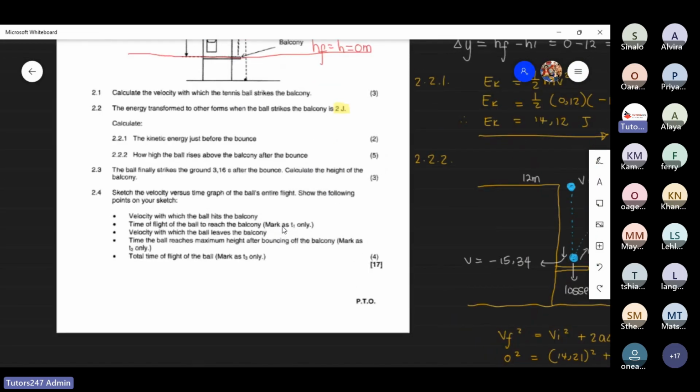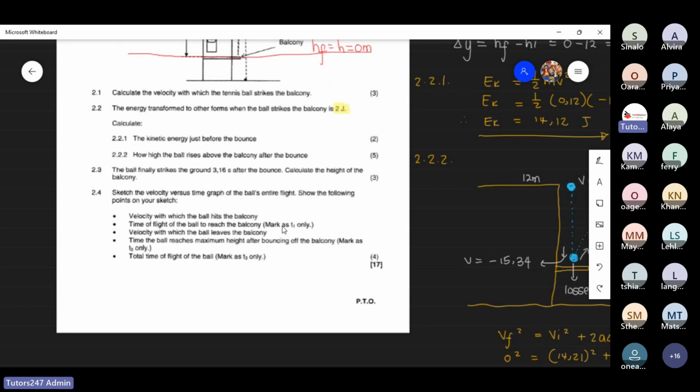Question 2.3 states, the ball finally strikes the ground 3.16 seconds after the bounce. That is important. It does not mean that after it was dropped, 3.16 seconds passed and then it hit the ground. That is not what they're stating. They stated after the bounce. So think of the bounce as your starting time and think of the ground as your ending time.